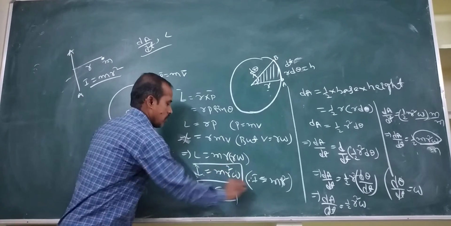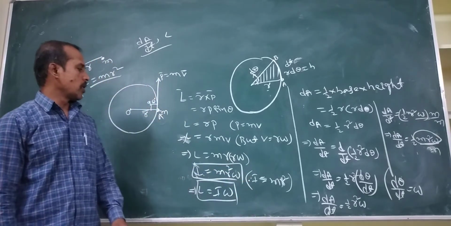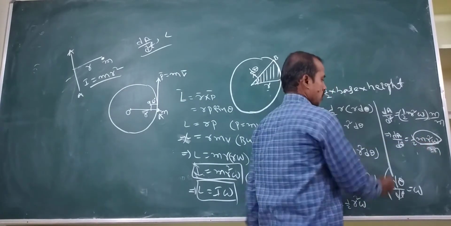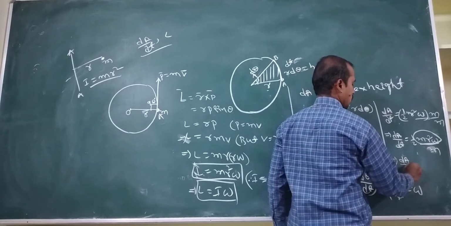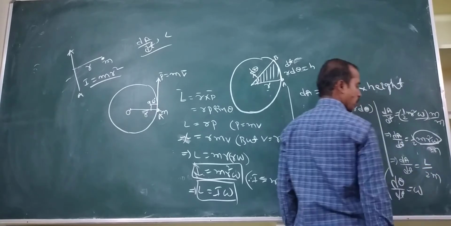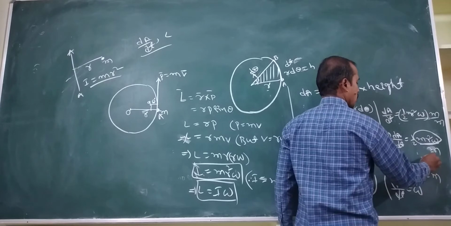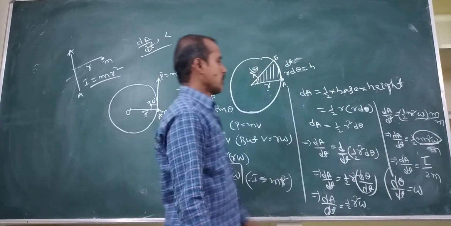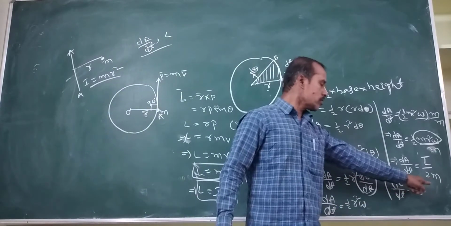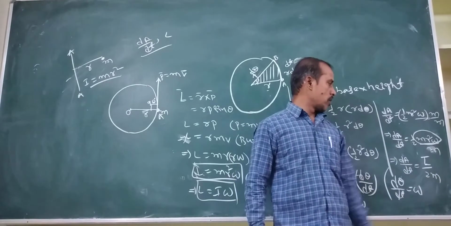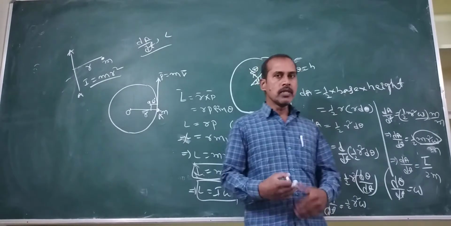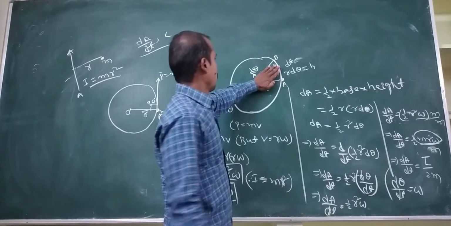L is the angular momentum. L is equal to m r² omega. So dA/dt is equal to L by 2m. Here angular momentum is a vector, so dA/dt is equal to L bar by 2m. Here m means the mass of the rotating particle, L is the angular momentum, and A is the area of this region.